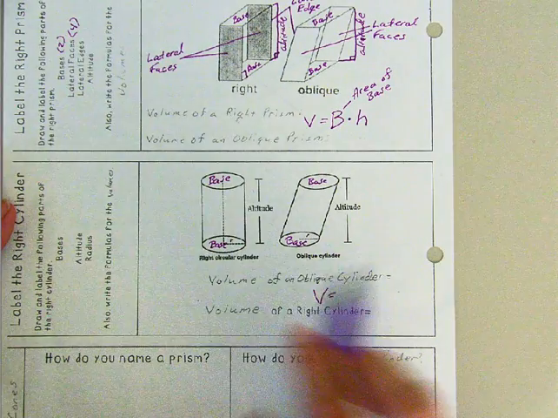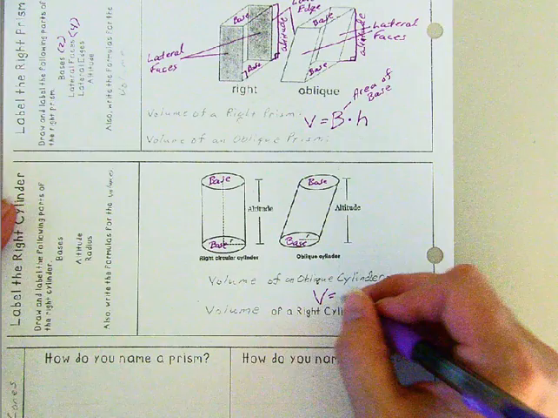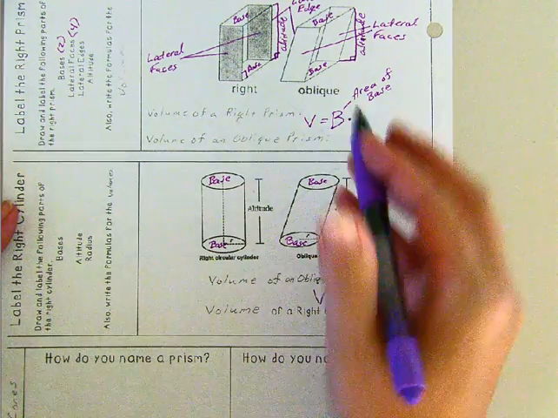So then we're going to focus on our formula, and again, it's the exact same formula. But this time, instead of just writing capital B times h, we know that it's always going to be a circle, so we're going to use our circle formula, pi r squared times h.